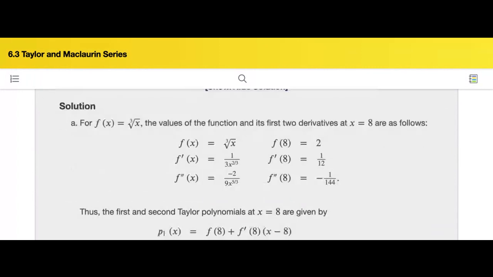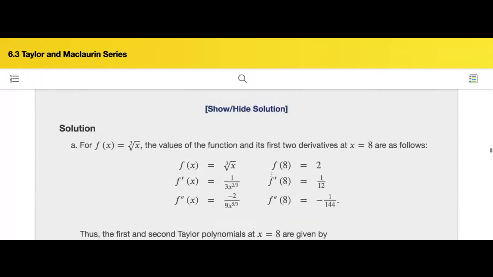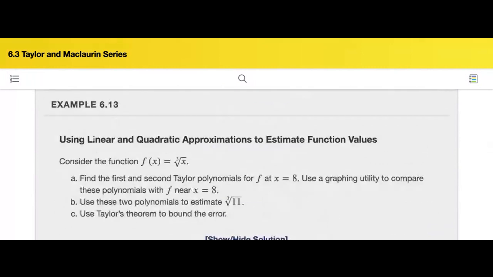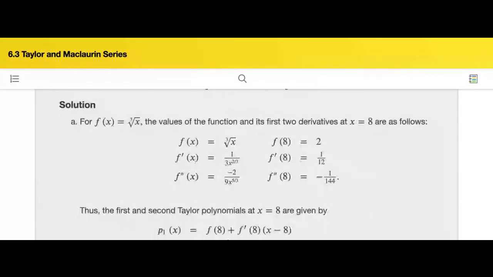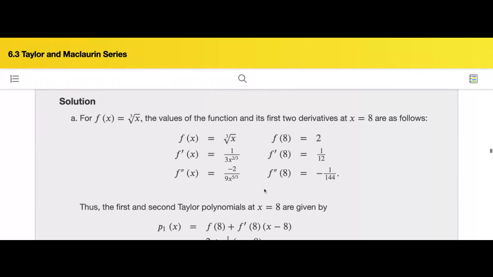So we need to find derivatives, right? For first order, we need to find the first derivative. Linear means first order. Quadratic means second order. So we need to calculate the first order derivative and the second order derivative. Then we want to evaluate at the center 8, because x equals 8 is the center. f of a equals 2. f prime of a equals 1 over 12. f double prime of a equals negative 1 over 144.